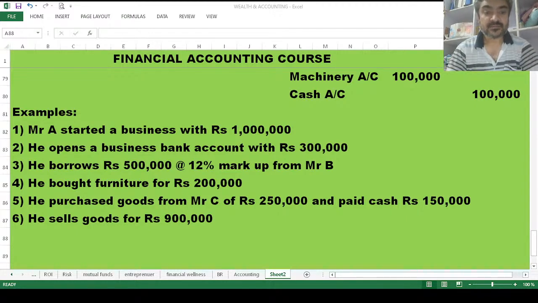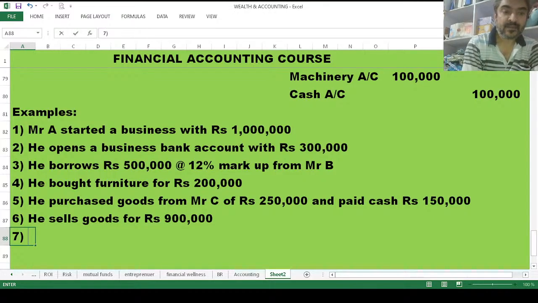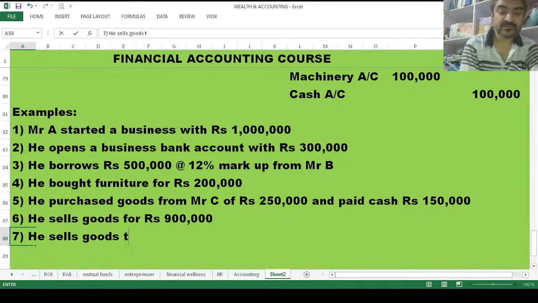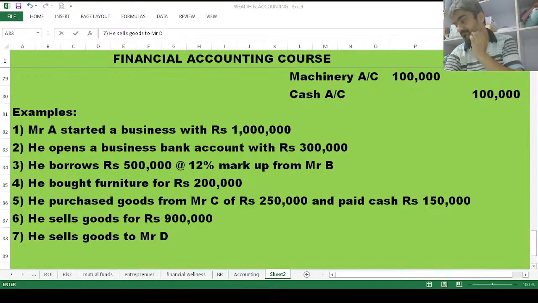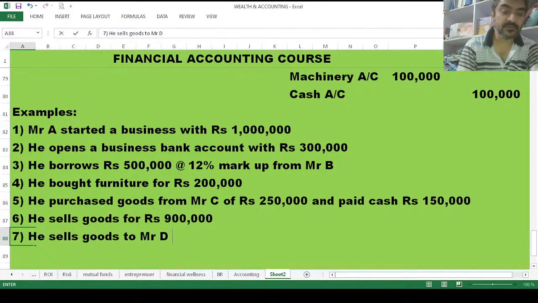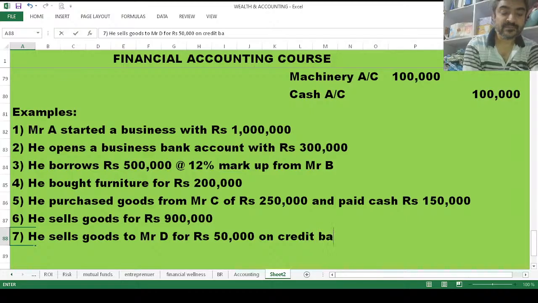Okay, the seventh transaction is he sells goods to Mr. D for rupees 50,000 on credit basis.